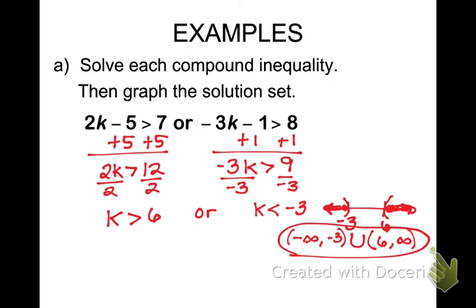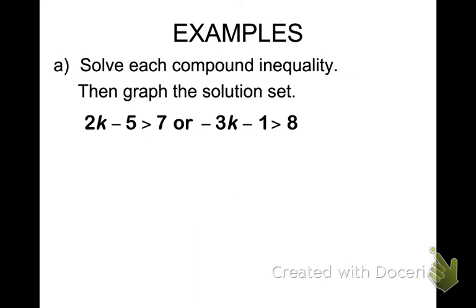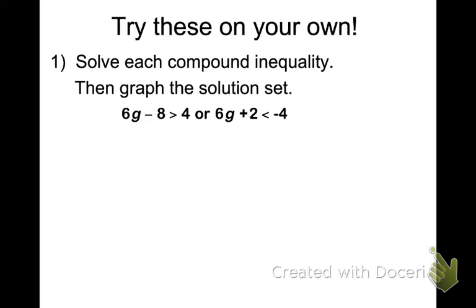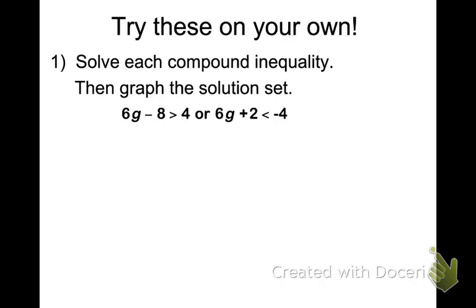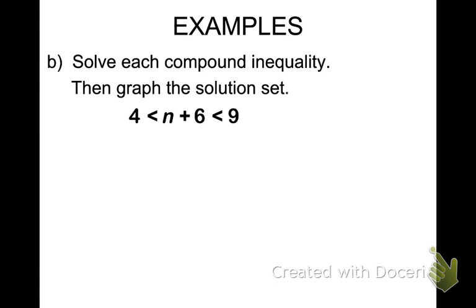Okay, good question. Okay, so that was an or. Let's do an and. Sometimes your ands will look like this, where they have it just smushed into one line. So go ahead and write it, and then I'll explain it. So we have 4 less than n plus 6 less than 9. So this is where your and inequality comes from.